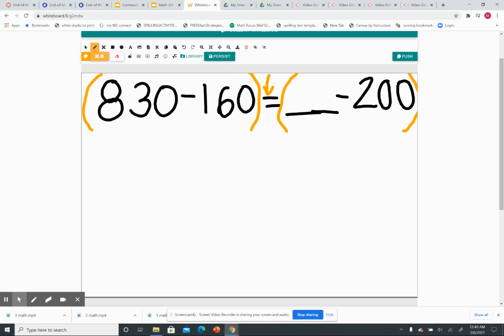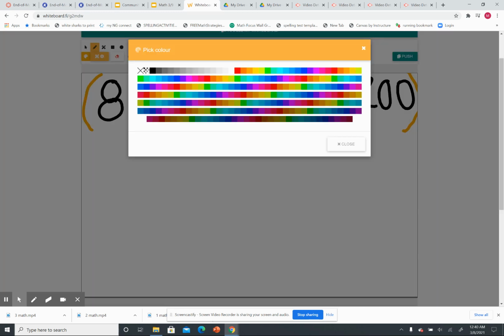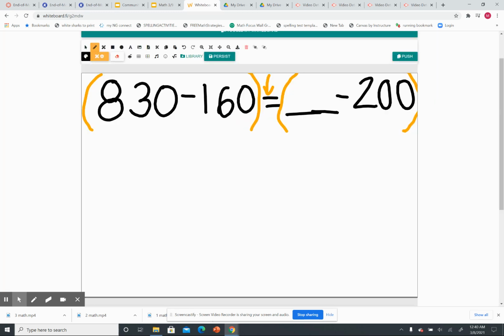Okay, I separated my two problems. I left my equal sign in the middle. Now I need to find what's my complete side. Which side already has two numbers? Is it going to be this side? No, because I have a blank sitting right here. So I know right away that my whole is missing.